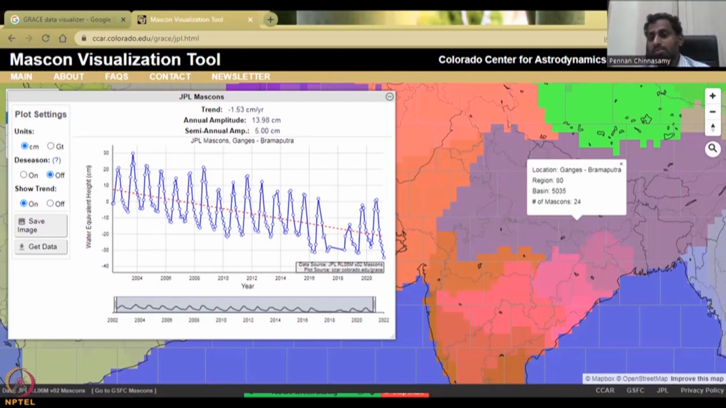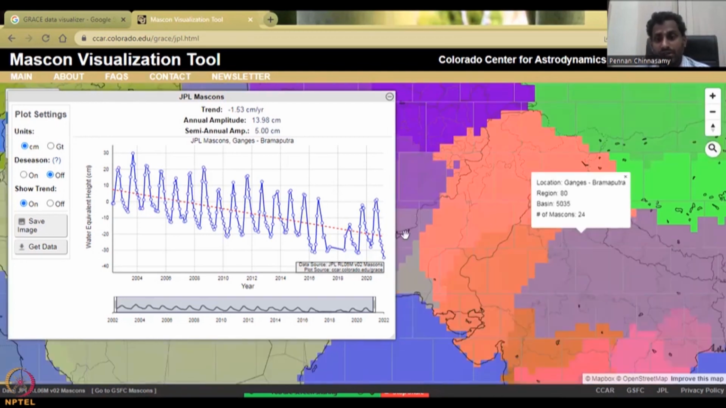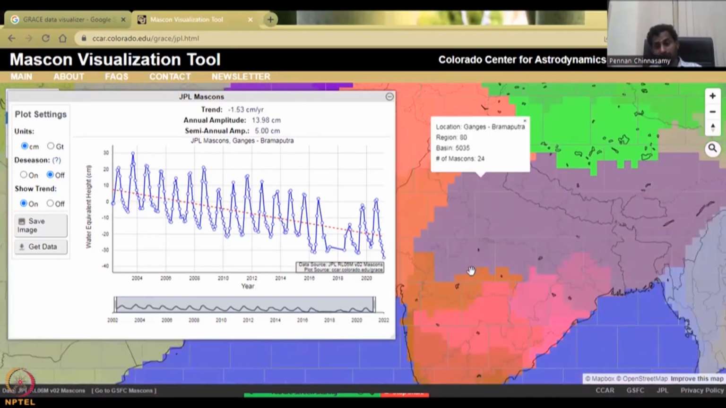Within the Ganges basin, there are multiple grids. Each grid might have a different trend line, but since we are using it as a basin, the basin value is given. JPL mascons, Ganges-Brahmaputra basin is the name. The trend is minus 1.53 centimeters per year. The terrestrial water storage change is going negative. So this includes the Ganges and the Brahmaputra.